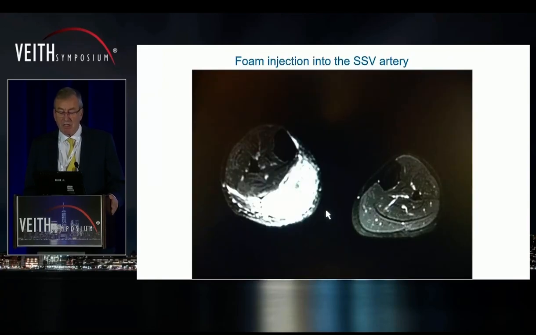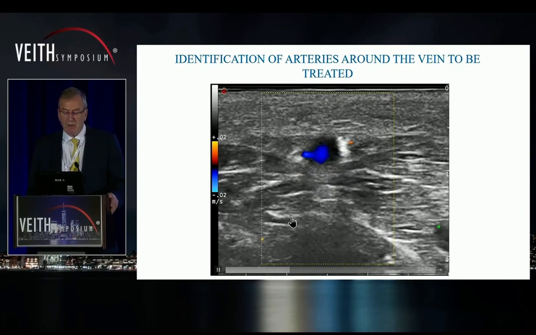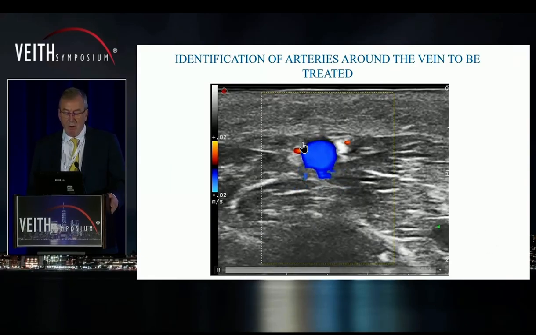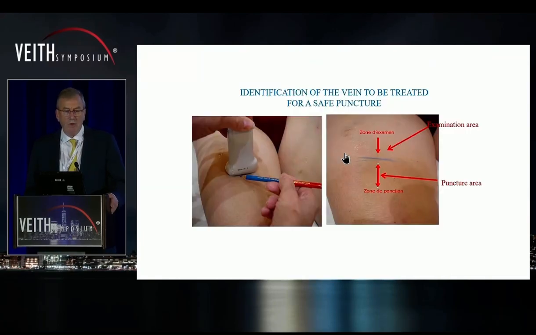But with foam injection into a small saphenous vein artery, you can see in this patient the gastrocnemius and soleus muscles are completely burned. Before injecting, you have to identify arteries around the vein to be treated. You see the artery is really close, so you have to find a safe zone. When you have found a safe zone without artery, you put your probe, and below the probe you draw a line with a pastel pencil. Like this you have two areas: an examination area where you put your probe, and a puncture area.